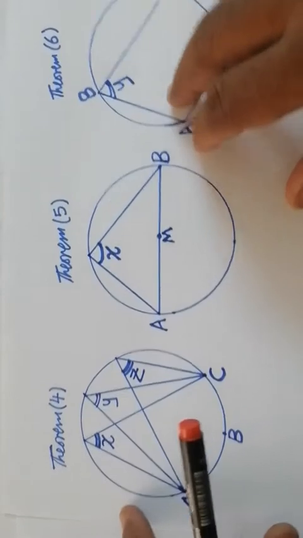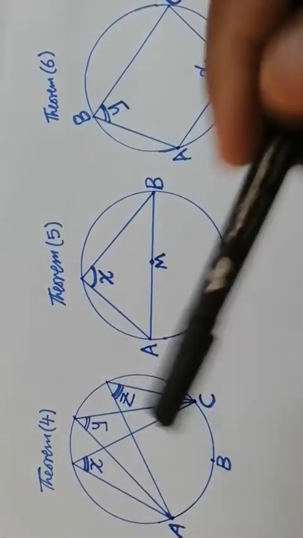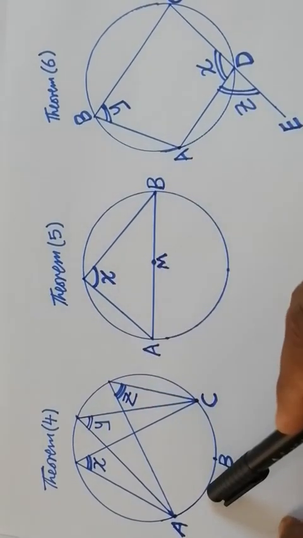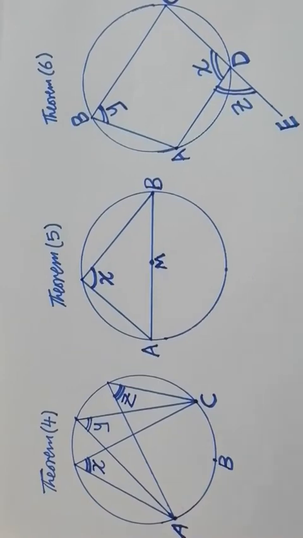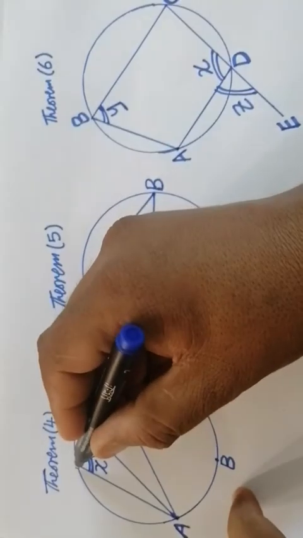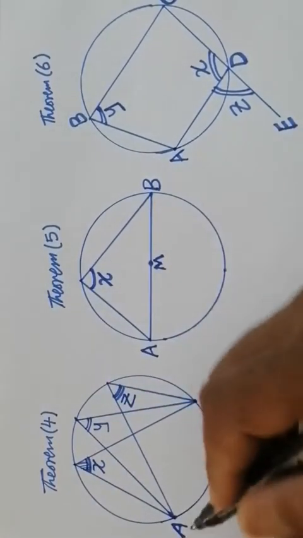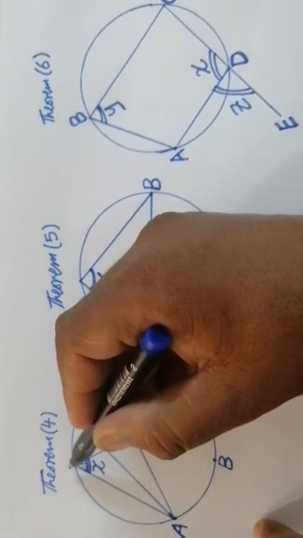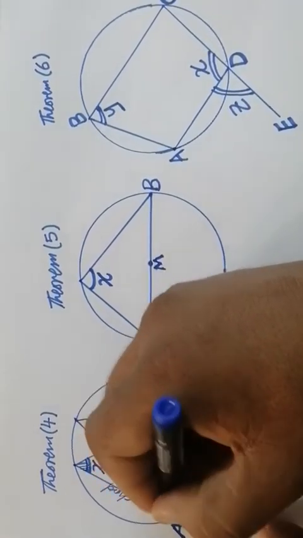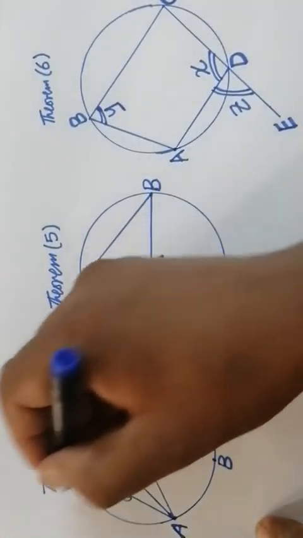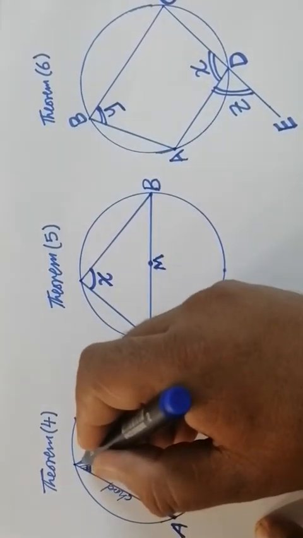Okay, look at theorem 4 here. This is a circle. Angle X here is a circumference angle. You will ask me why? Because the vertex lies, where is the vertex? It lies on the circumference, and this arm here is a chord. Even this arm here is a chord. So this is a circumference angle.